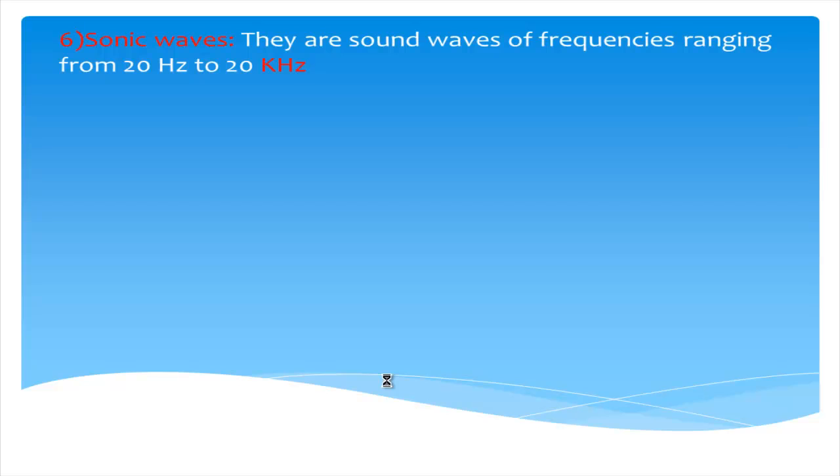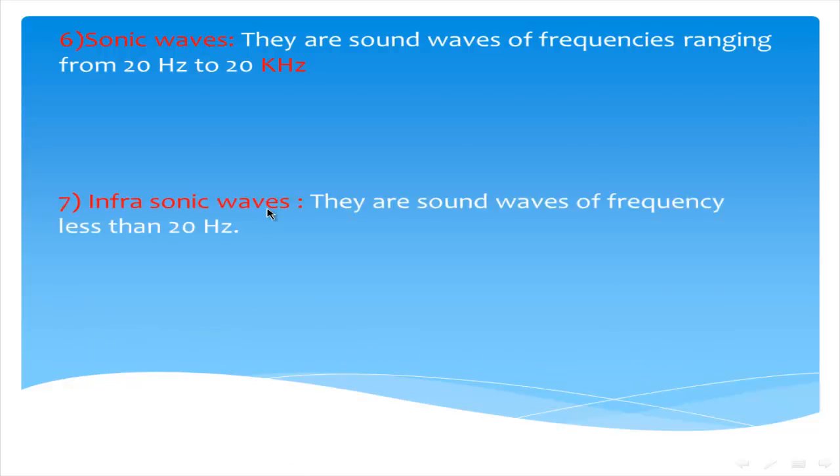Number 6. What is the meaning of sonic waves? All of us know that we have 3 types of waves: ultrasonic, infrasonic, and sonic. The sonic waves are sound waves of frequency ranging from 20 to 20 kilohertz. Please take care, from 20 to 20 kilohertz.